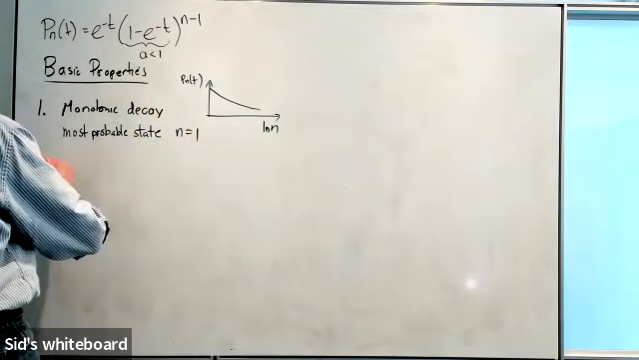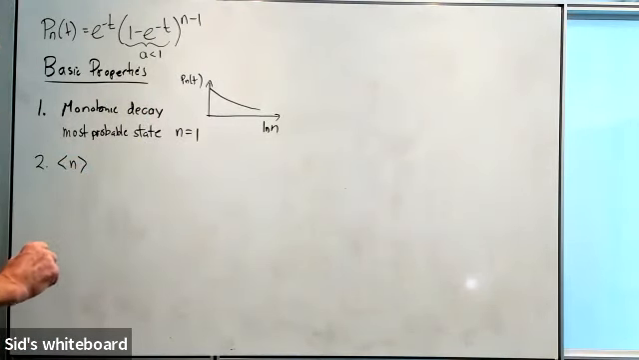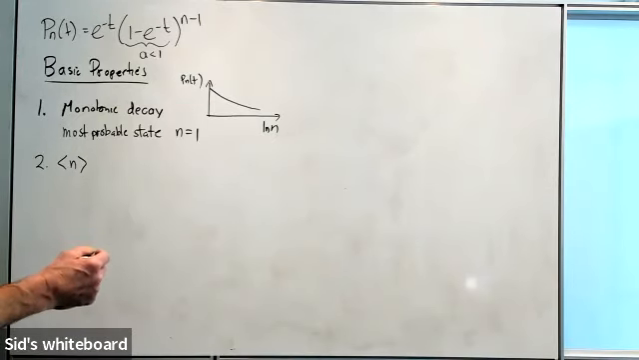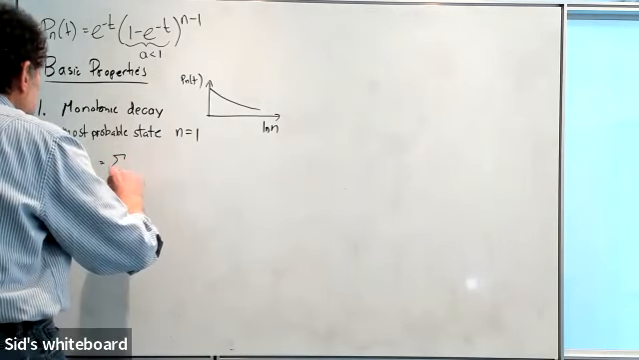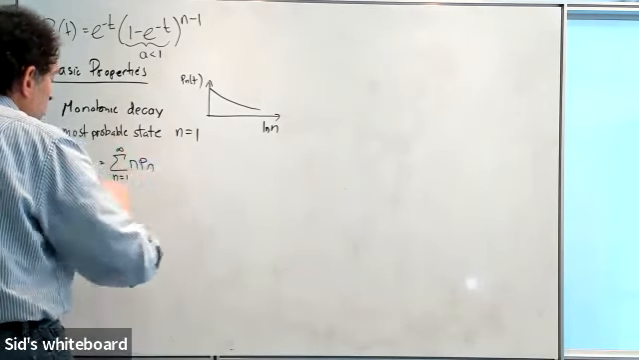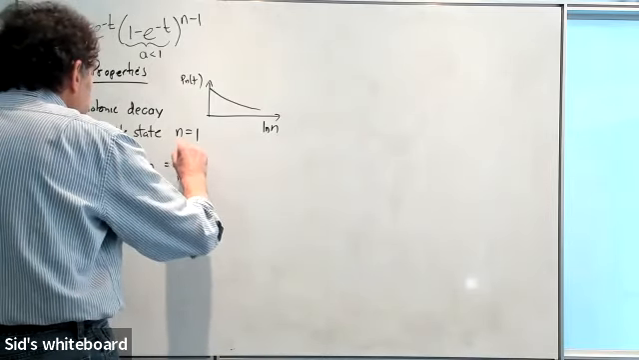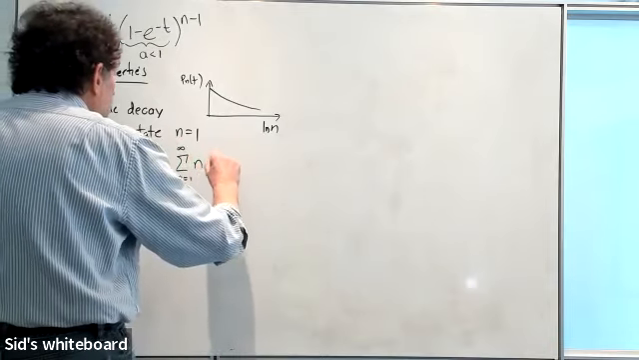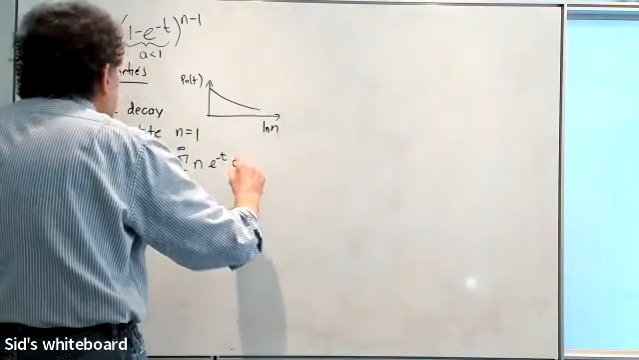Point number 2 is if we calculate n average from the distribution, we better get e to the t. So let's check that we're going to get e to the t. So n average is equal to summation n equals 1 to infinity of n Pn. And so that's equal to the summation from n equals 1 to infinity n e to the minus t. And to save space, let me write this as a to the power n minus 1.